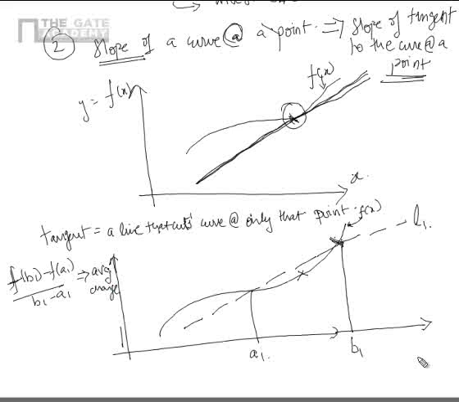Correct? Now I want to find the instantaneous change. What is instantaneous change? I keep on coming closer and closer and I find the change only at that point, at a particular point. Okay, let me take another line now. Let me move closer to this point. So now I take another line which is like this.